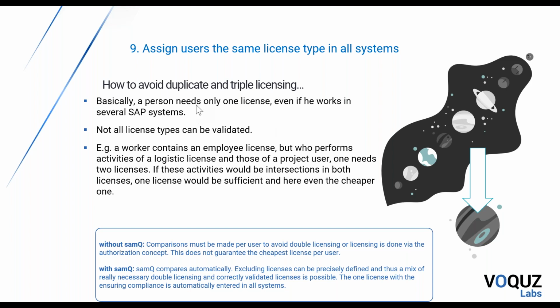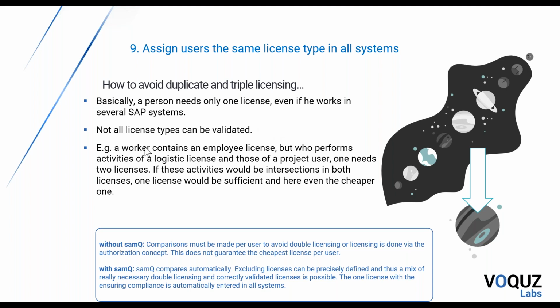So rules here: a person needs only one license, even if he works in several SAP systems. Not all license types can be validated. There are special license types, custom license types, that SAP can't make an interpretation of.